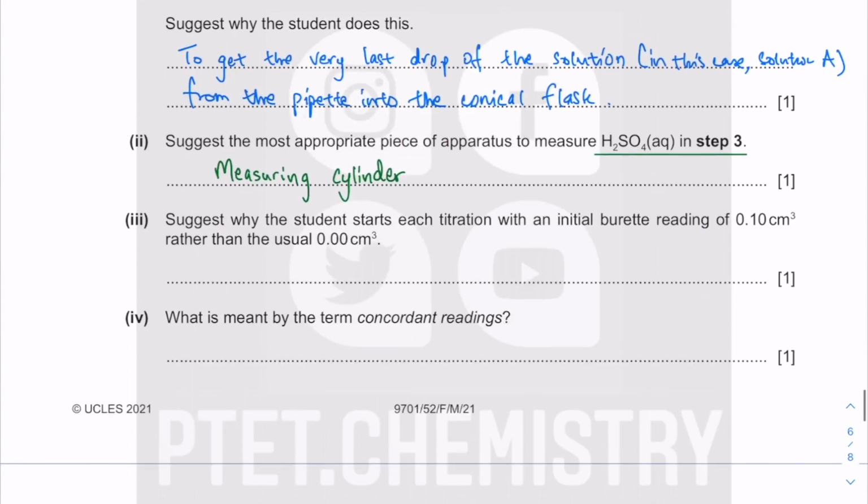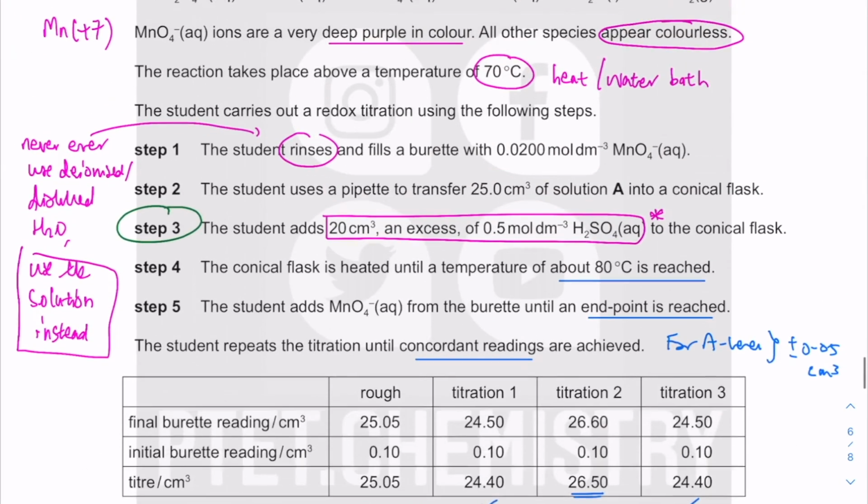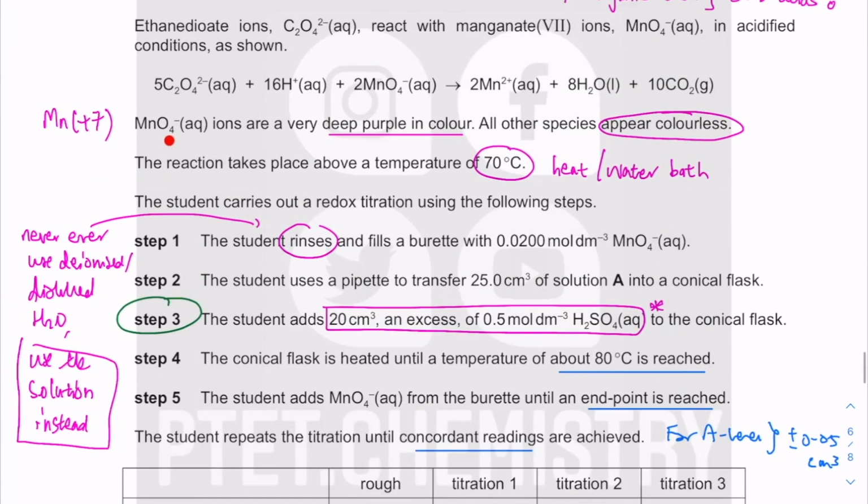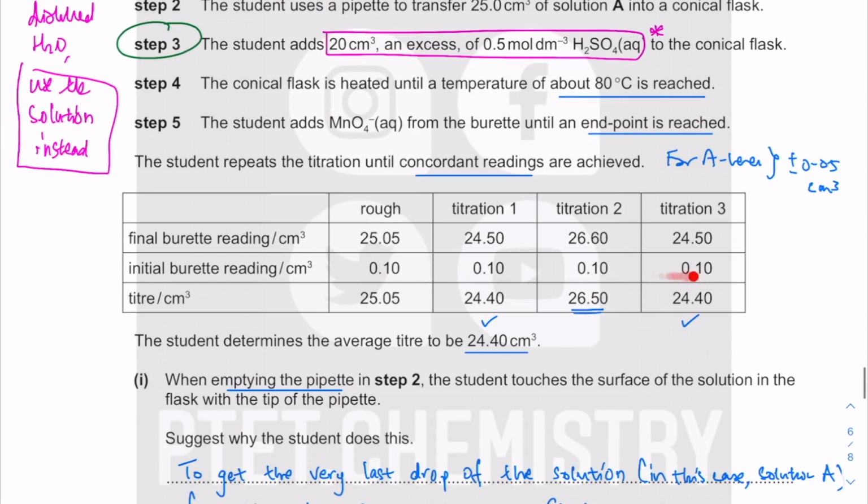Now suggest why the student starts each titration with an initial burette reading of 0.10. If you have done any experiment involving any titration involving this MnO4 minus, you know this deep purple in color is really not a joke, okay? You can't read when it's very intensely colored at all. You can't read the lines on the burette. That's why when we do the initial reading on the burette, when we're dealing with this, we always fill below 0, okay? My personal favorite is 1.00. You don't have to start with 1.00. You can start with things like 0.10, but at least you could read what is above it.